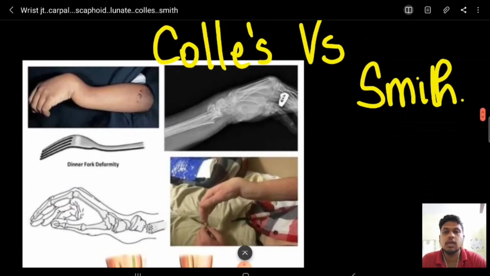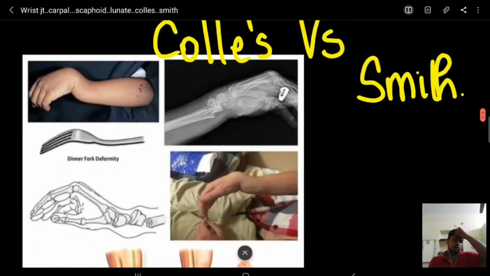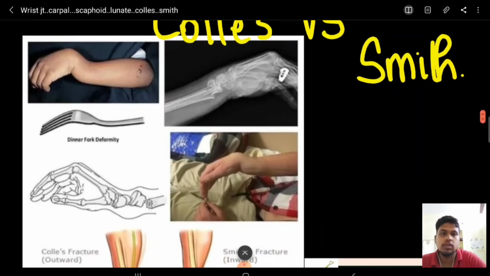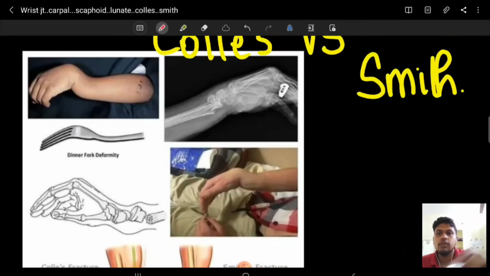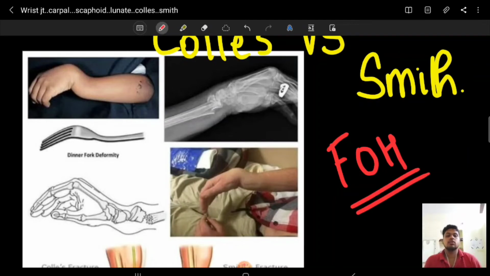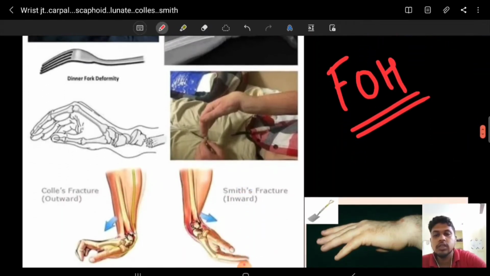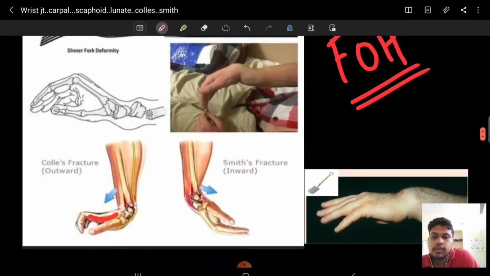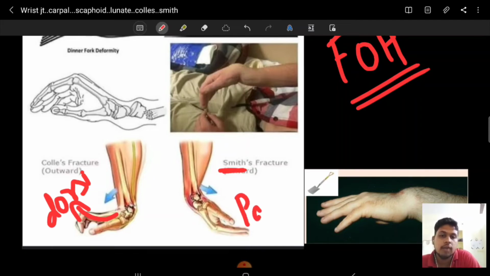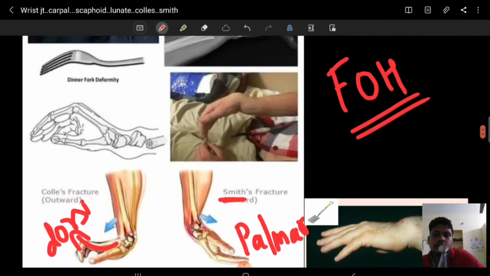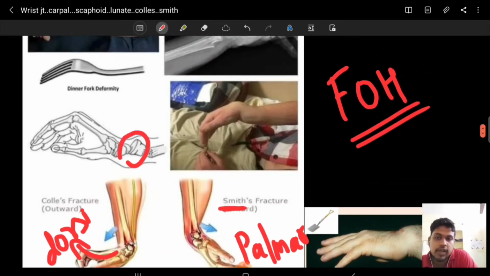And let's see about Colles and Smith. These are the most favorites of the examiners. Both these fractures are caused due to a fall on an outstretched hand. So what is the difference? In case of Colles fracture, you fall with a dorsiflexed hand, whereas in case of a Smith's fracture, you fall with a palmar flexed hand. This is the difference. In both the cases, the distal fragment of the radius is fractured.